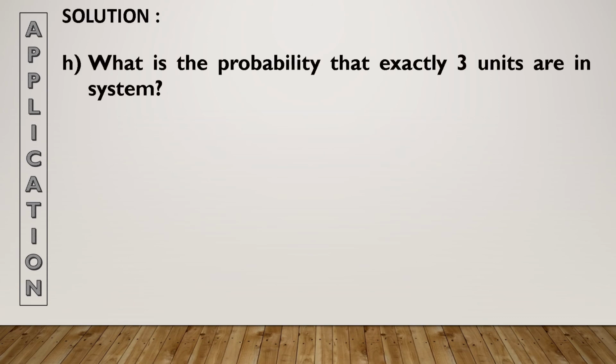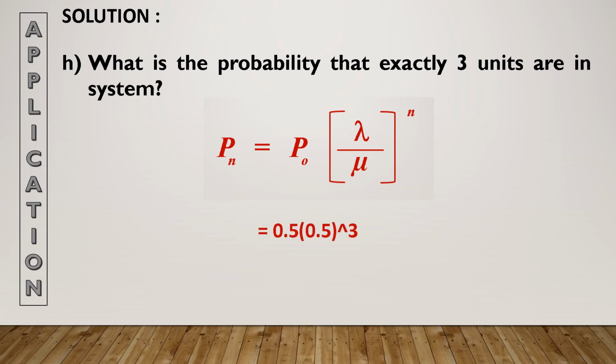Next, what is the probability that exactly 3 units are in the system? We're going to use this formula. P sub n is equal to P sub 0 multiplied by mean arrival rate divided by mean service rate, the result of which is raised to the power of n. So fill in 0.5 multiplied by 0.5 raised to the power of 3. That is 0.0625 or 6.25%. The probability that exactly 3 units are in the system.